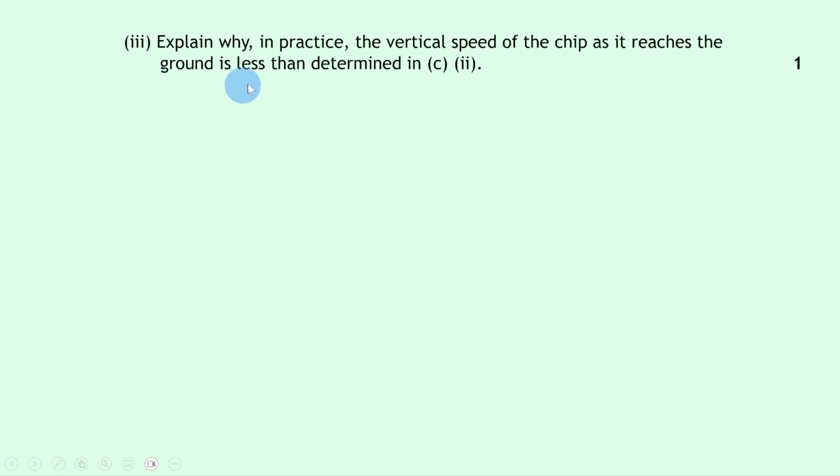Lastly, C part 3 says explain why in practice the vertical speed of the chip as it reaches the ground is less than determined in C part 2, and there's 1 mark available here. Well, quite simply we could say the energy is lost as heat due to air resistance or friction. You wouldn't have to state both of these, just one of them to get the mark. So remember we assumed the air resistance was negligible for our calculations, but in reality that's not going to be the case. Energy is going to be lost due to air resistance or friction.